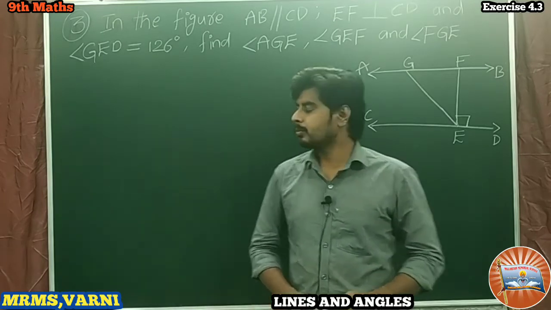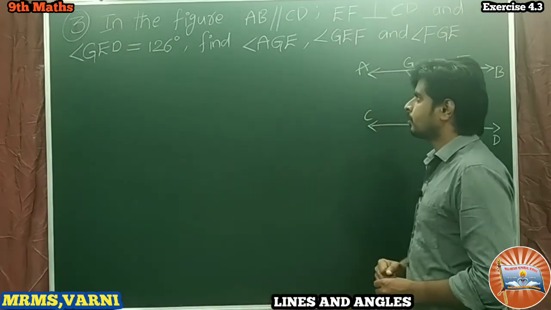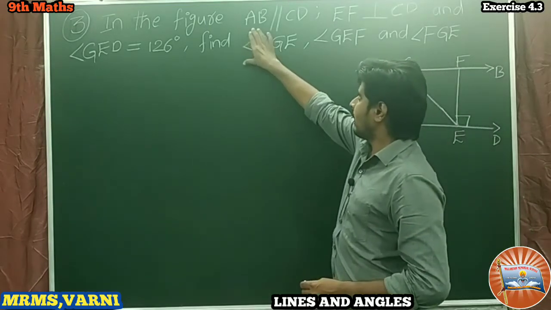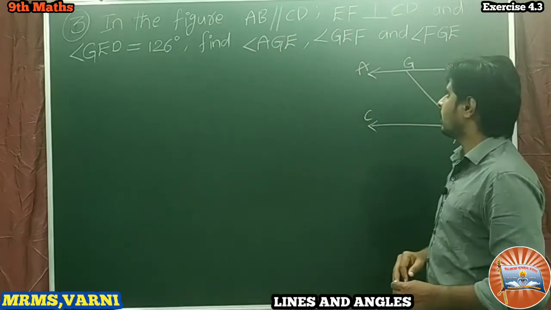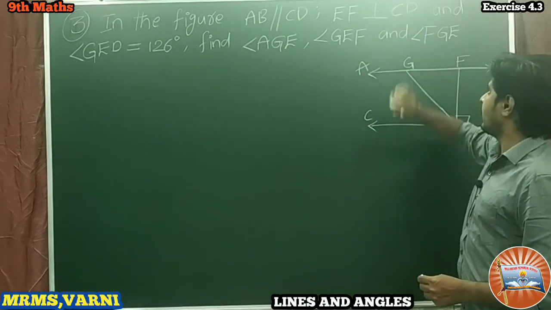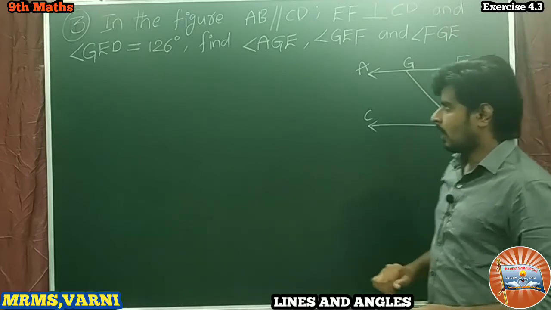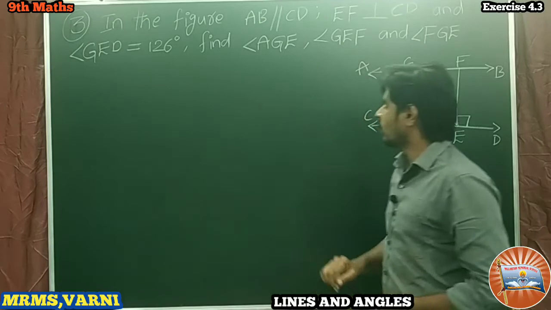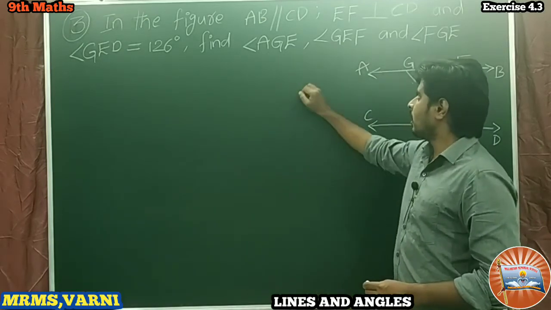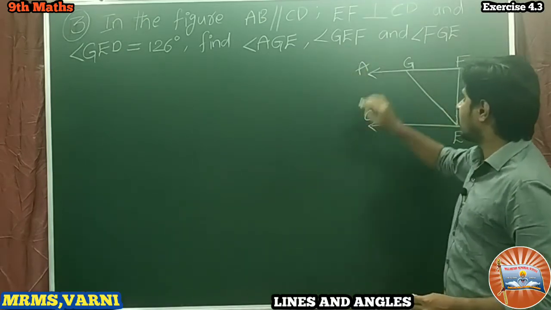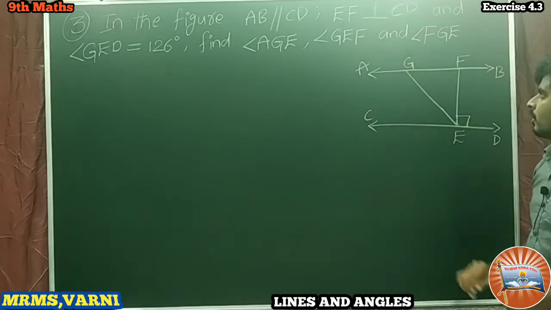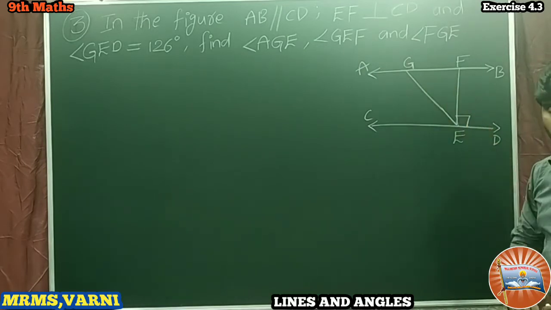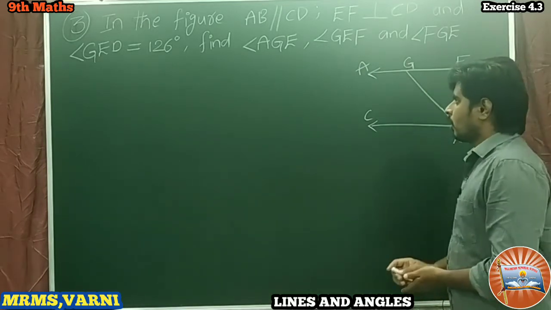In this video, we are going to solve exercise 4.3, problem number 3. This is the given question and this is the given figure. In the figure, AB is parallel to CD and EF is perpendicular to CD, and angle GED is equal to 126 degrees. Find angle AGE, angle GEF and angle FGE. So we have to find these three angles using this figure.